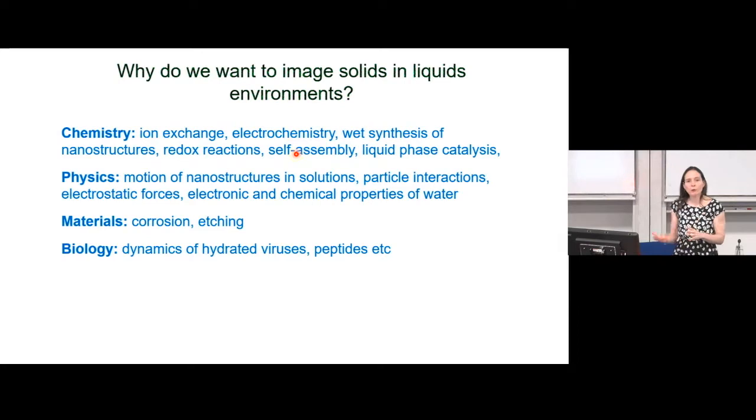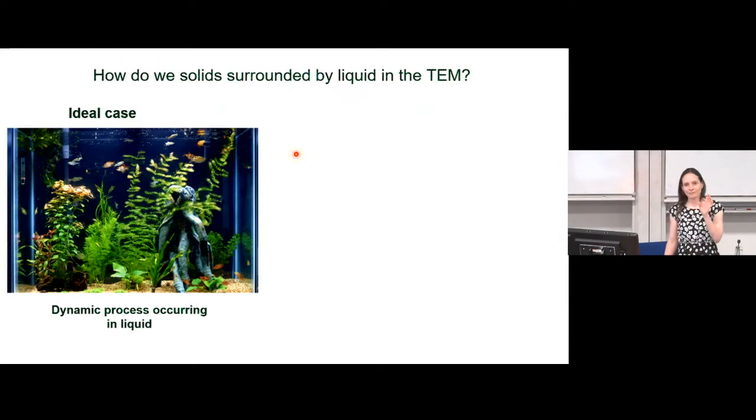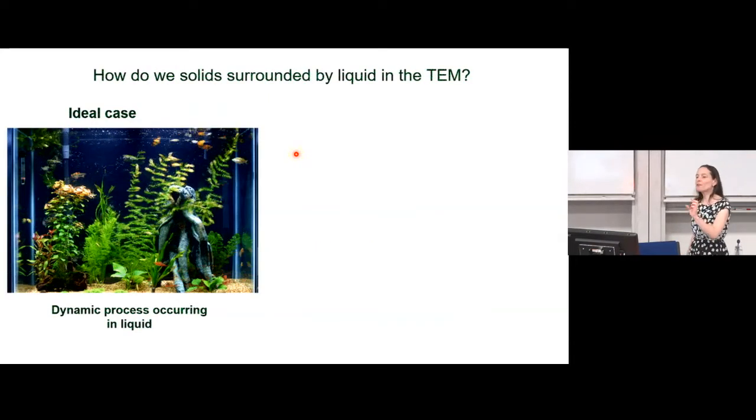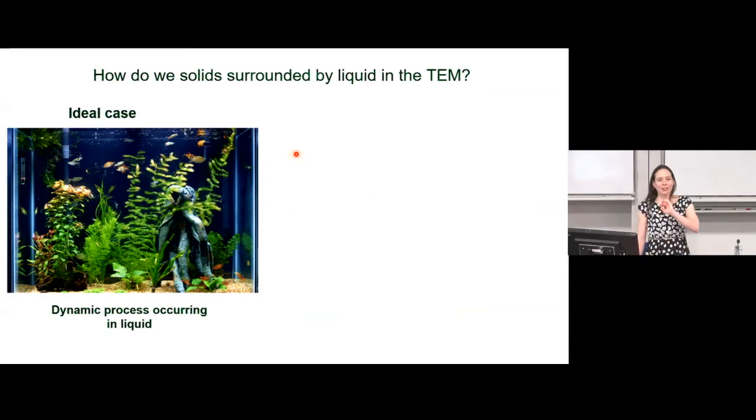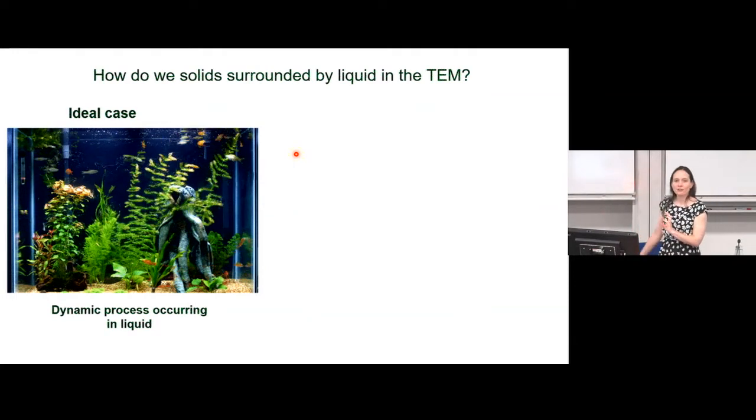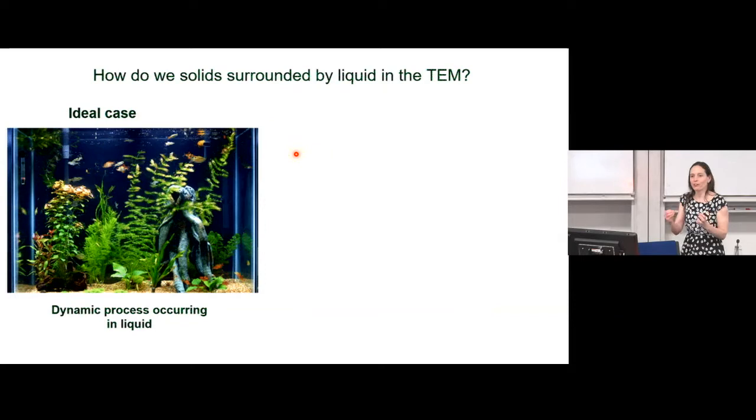In materials, corrosion is a huge issue, as is etching of material surfaces. And I'm going to try and avoid touching on biology. I think it's a hugely important area, and we know that biological systems are almost entirely hydrated systems. They have additional challenges, and Alex is much better qualified to talk about electron microscopy of biological systems. However, let's imagine that the chemical reaction that you want to do is represented by this fish tank, or more accurately, by the fish in the fish tank.